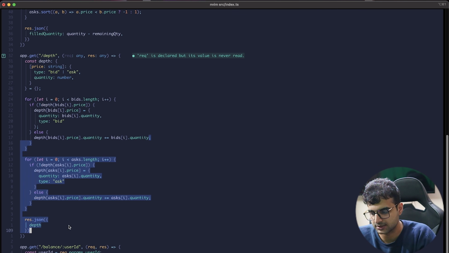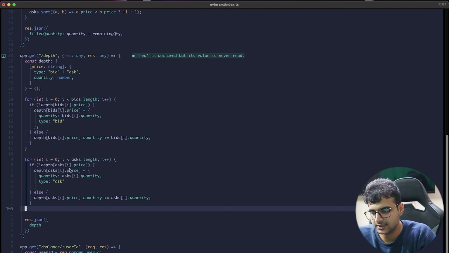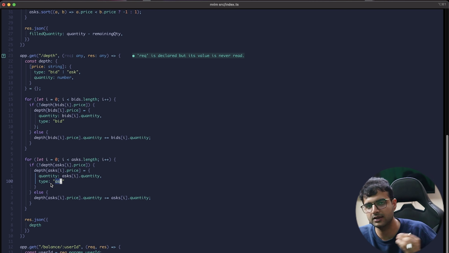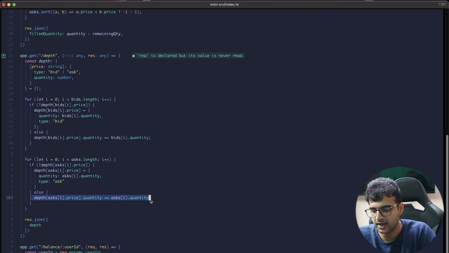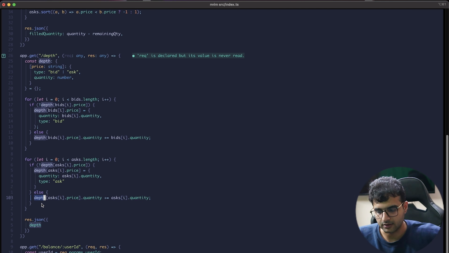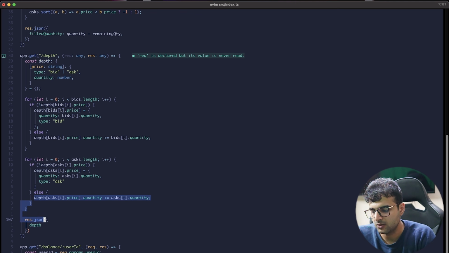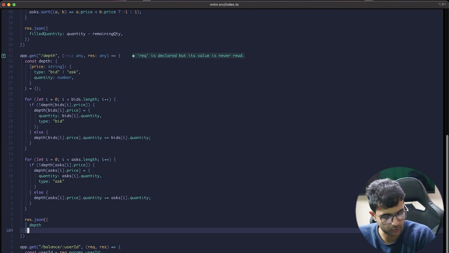And the same thing we do for asks. We iterate over all the asks. If there is nothing that exists at this price, we initialize this specific price key and we say the quantity is asks of i dot quantity and type is ask. If it already exists, which means there was another ask at this specific price that we have already iterated over, we simply add asks of i dot quantity to the existing quantity. And by the end of it, we get the net depth that we can return to the front end. This is how the slash depth endpoint is created.